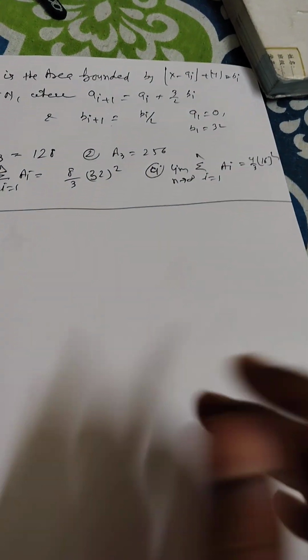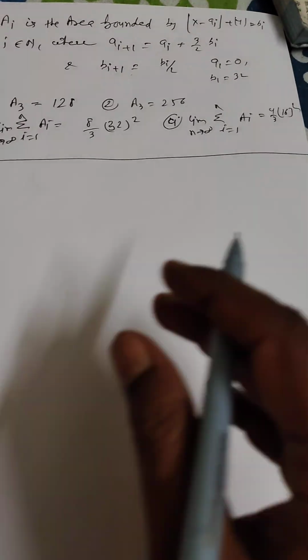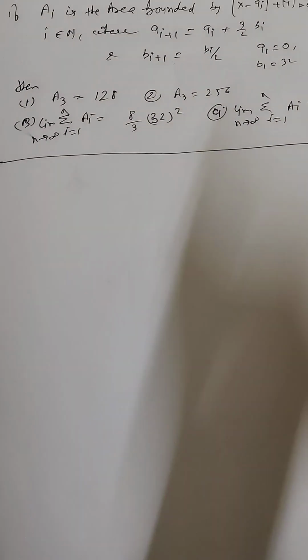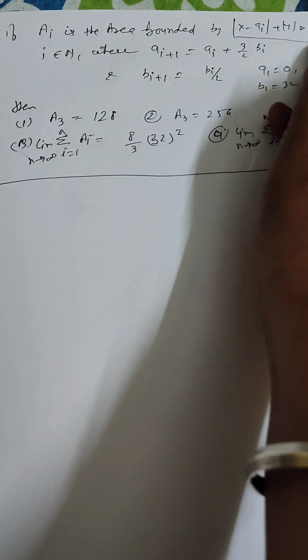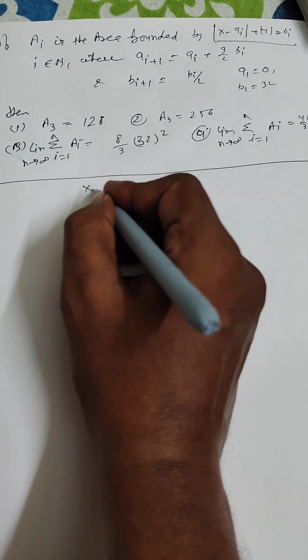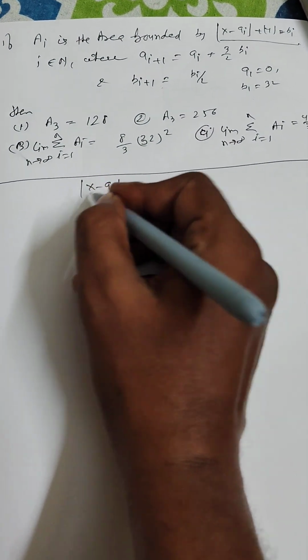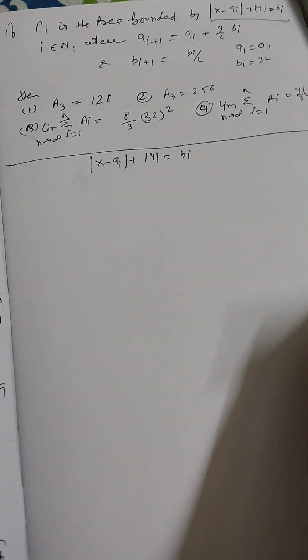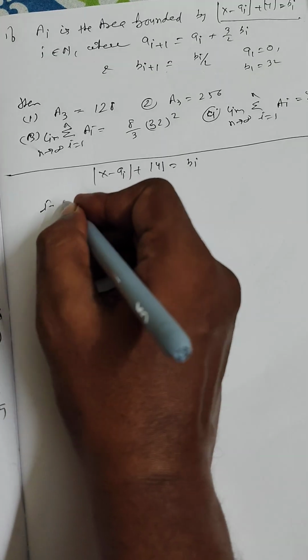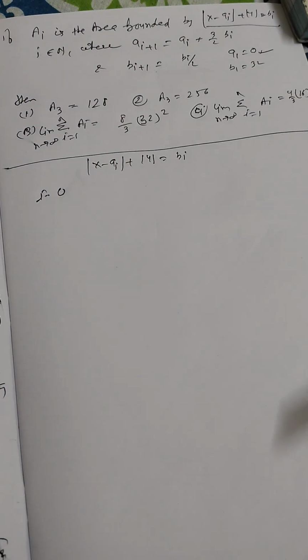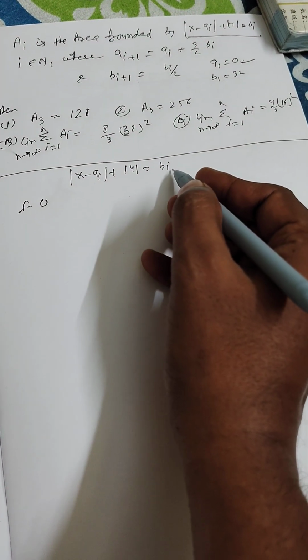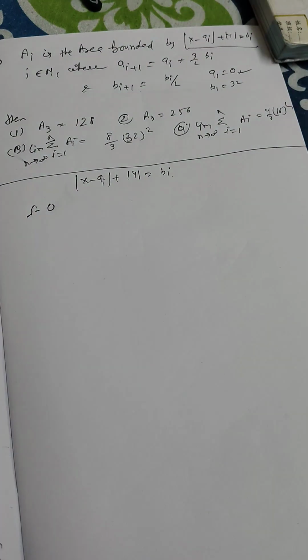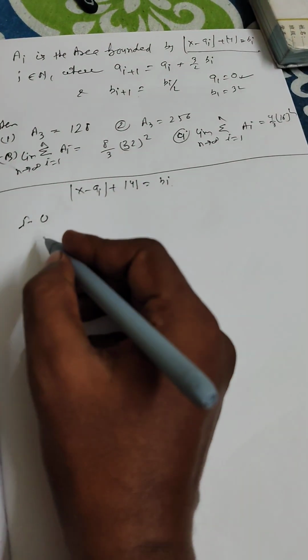you draw the graphs. Without a graph, this type of question is not possible. How do we solve this type of question? The graph is mainly |x − ai| + |y| = bi. So we put i = 0 first, because a0 is given, but b0 is not given. First find b0. So how do we find it?